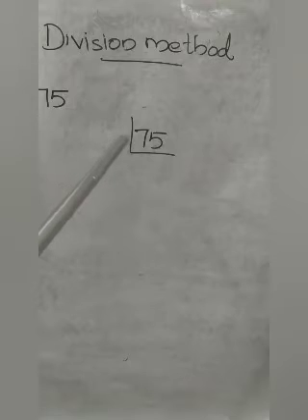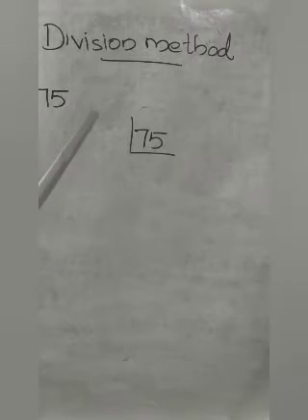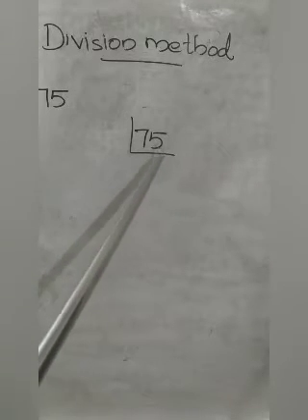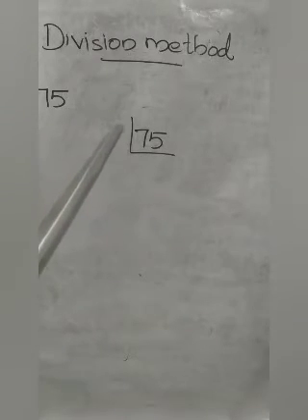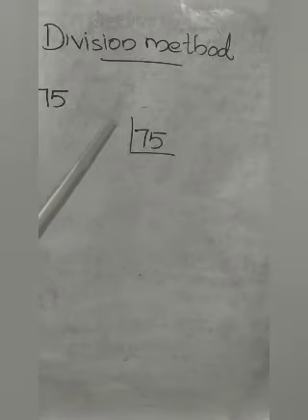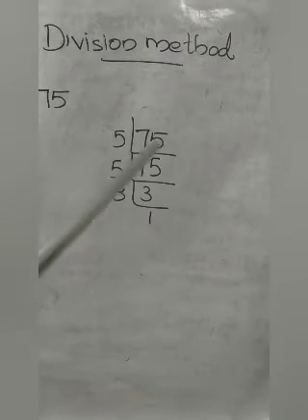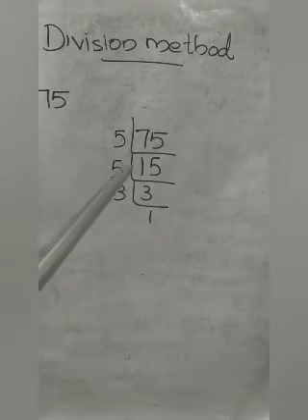Example 75. We have to prime factorize 75. You may not know which number to use here. By looking at the divisibility rule, this number ends with 5. So which number will divide this number? 5. 5 is a factor of 75. So you can start with 5 here. When 75 is divided by 5, we get 15.